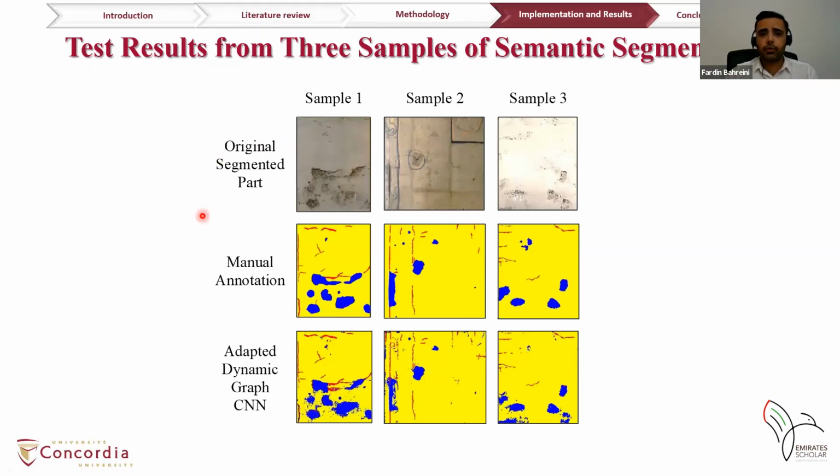The first row shows the original segmented part. The second row shows the manual annotation. And the third row shows the result of the adapted dynamic graph CNN. As you see in the figure, most of the cracks and spalling are detected in these 3 samples.